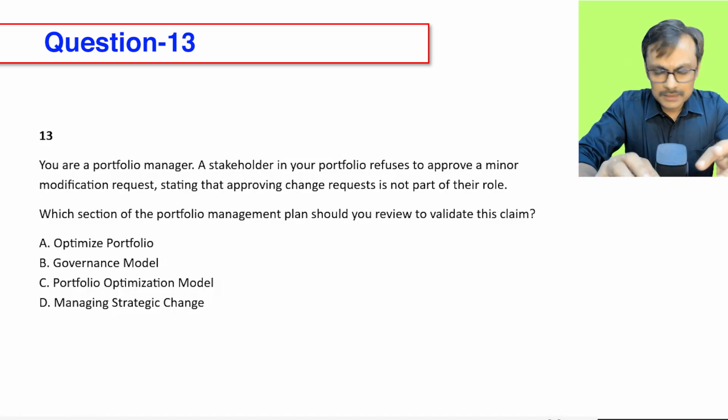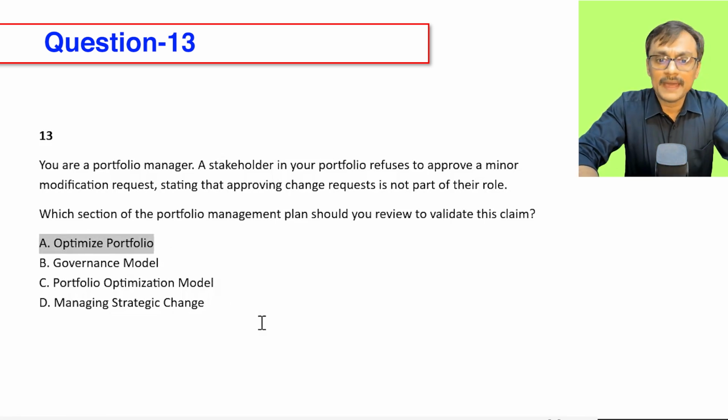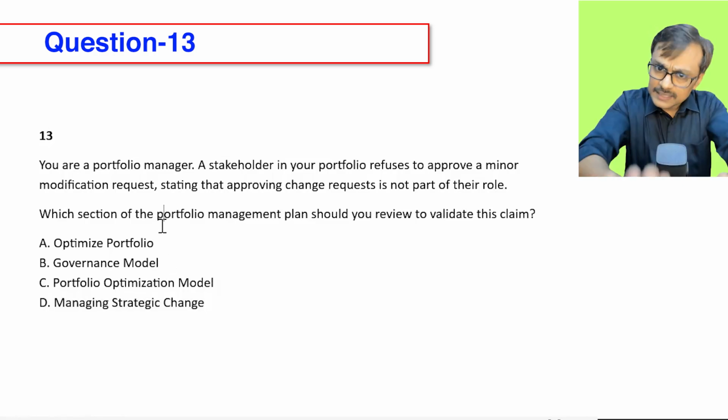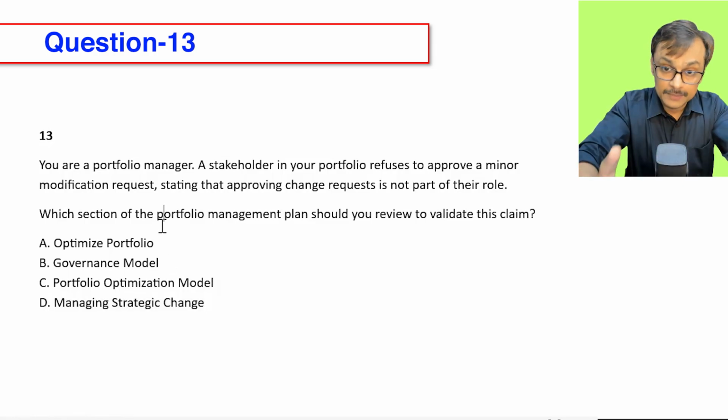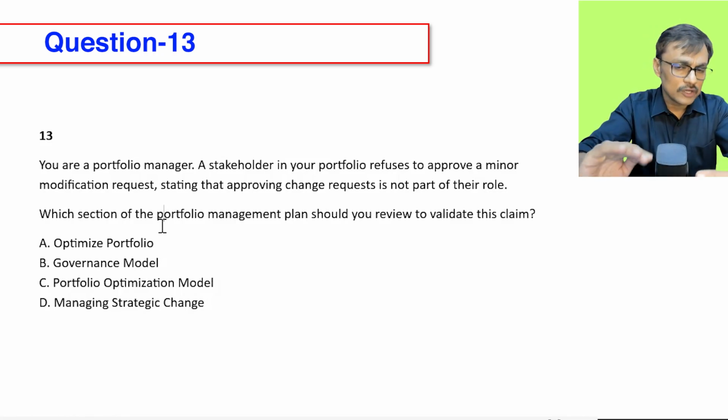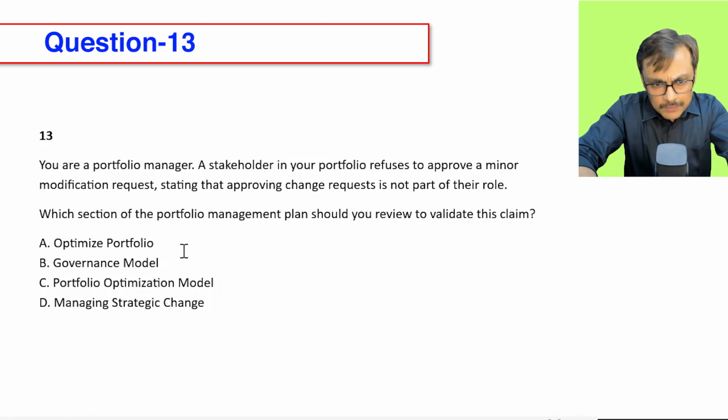Just by using that trick, you can ignore 2 options, because optimize portfolio and manage strategic change are names of processes. You can get these kinds of choices in the exam. They are not randomly created. I could make this question more tricky, but I wanted to make it like this because you really get a complexity which is equivalent to your real exam. So I can say optimizing portfolio and managing strategic change are processes, so I can easily ignore them.